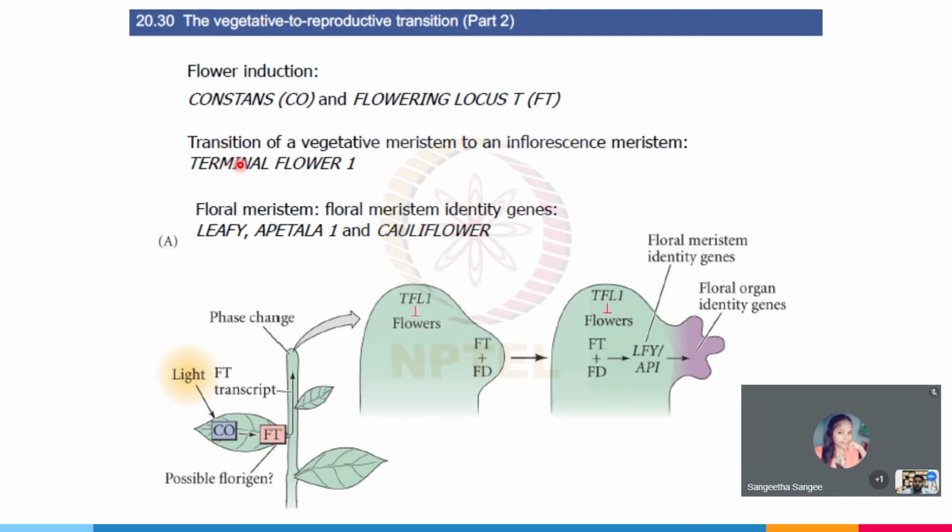Next are other genes which include the transition from a vegetative meristem to an inflorescence meristem. These include TERMINAL FLOWER 1, which helps the meristems to change identity from vegetative leaf and branch producing meristems to flower producing meristems. And finally, we have floral meristem genes, which will actually give rise to floral organs. These include LEAFY, APETALA 1, and CAULIFLOWER.